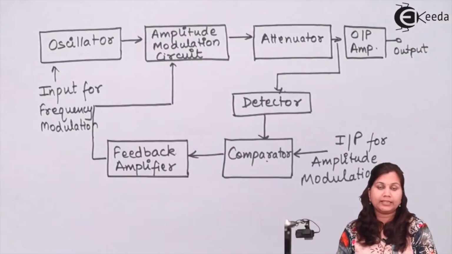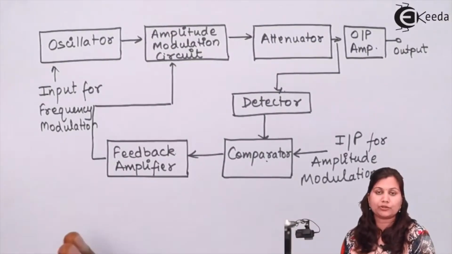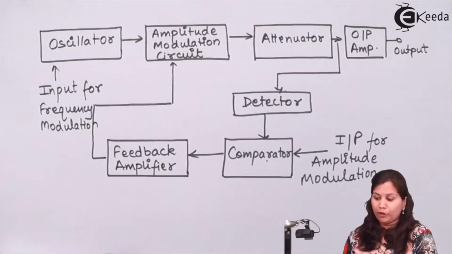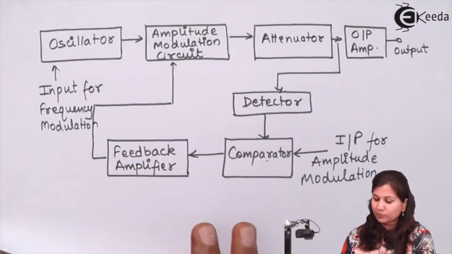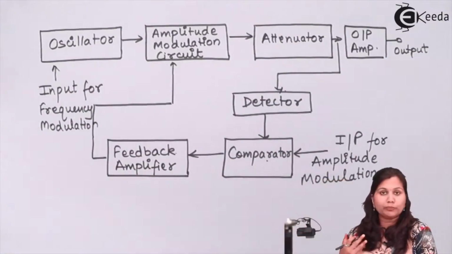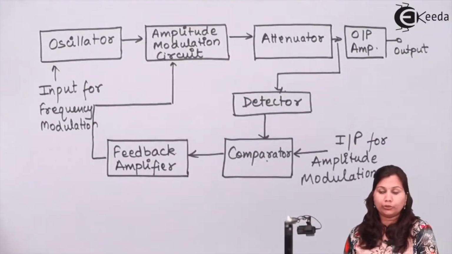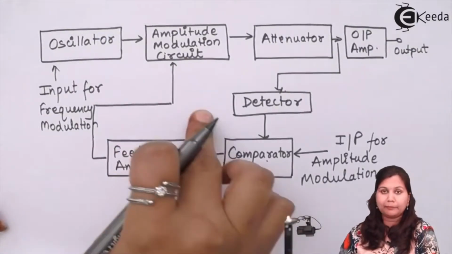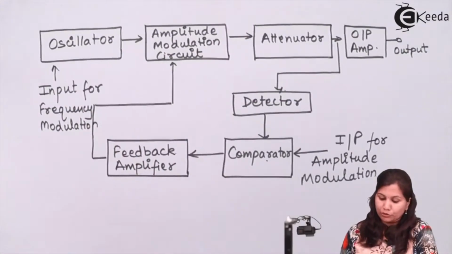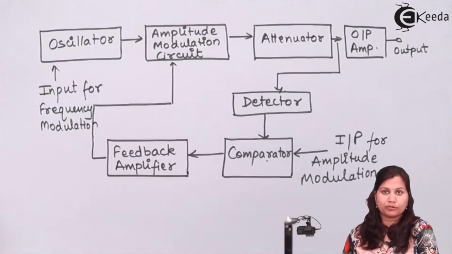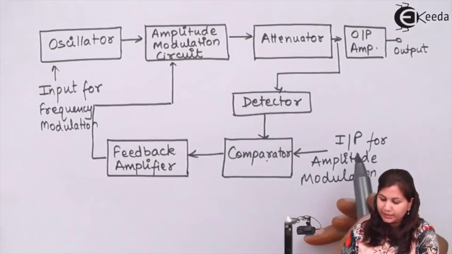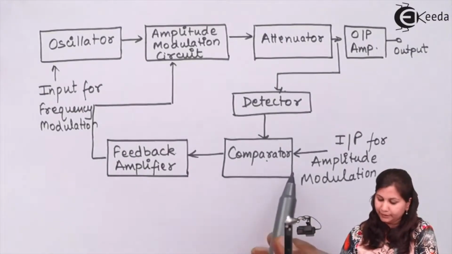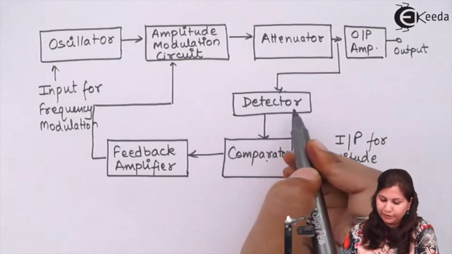As we have studied, amplitude modulation also causes phase modulation in the waveform due to the components present within the oscillator circuit. To remove the output distortion due to amplitude modulation and frequency modulation, we use the feedback method in this signal generator. Due to this feedback, the output distortion will be reduced. The input from the amplitude modulation is provided to the comparator. We are detecting the output here.